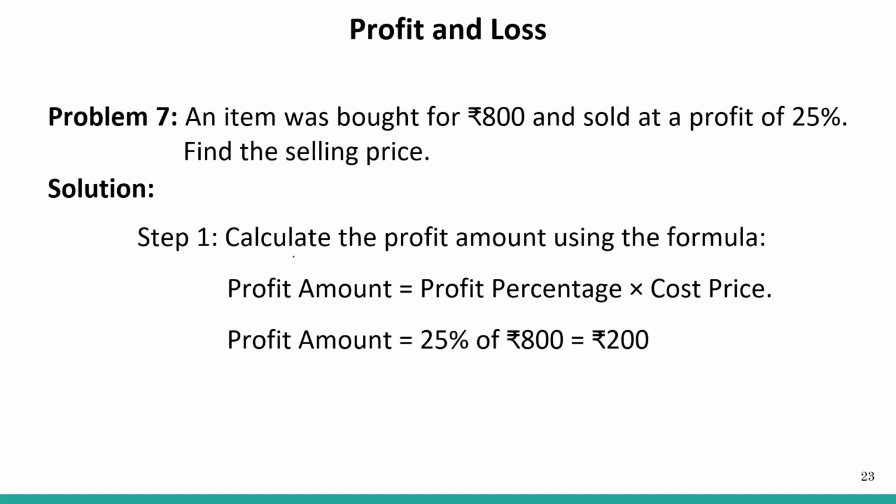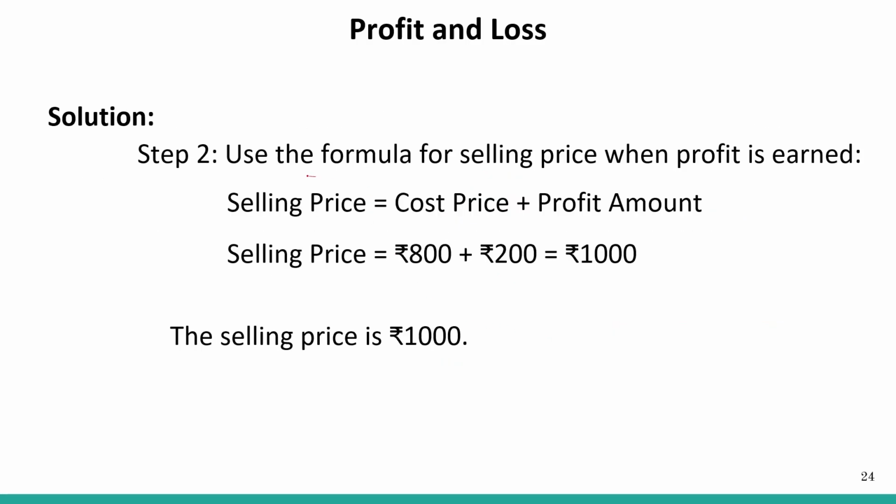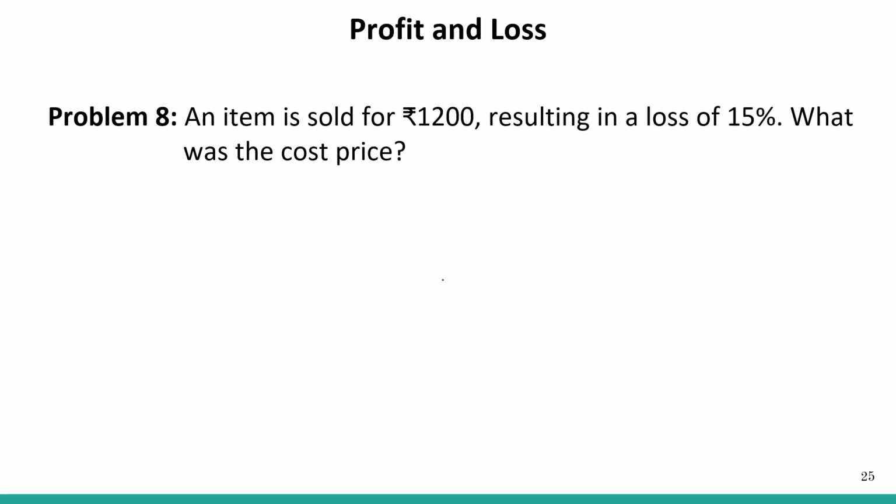So let's see the step-by-step solution. Calculating the profit amount using the formula: profit amount is equal to profit percentage into cost price. This is all again by method number 2. So profit amount is equal to 25% of 800, which is equal to 200 rupees. Using the formula of selling price when profit is earned, selling price is equal to cost price plus profit amount. So selling price is equal to 800 plus 200, which is equal to 1000 rupees.